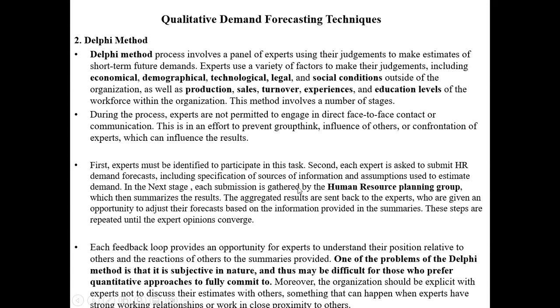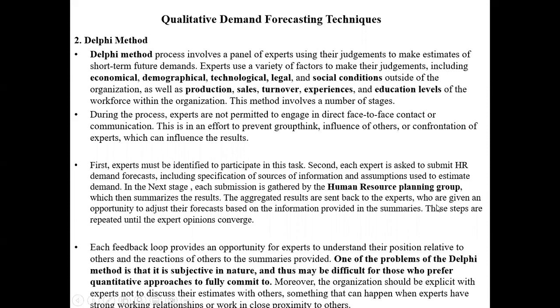Then thirdly, each submission is gathered by the HR planning group. So the HR department will also have to set up a committee that will receive the submissions from these experts. Then this committee will have to aggregate the results by putting all of them together. So all the submissions that come from the experts will be put together and then sent back to all the experts again.